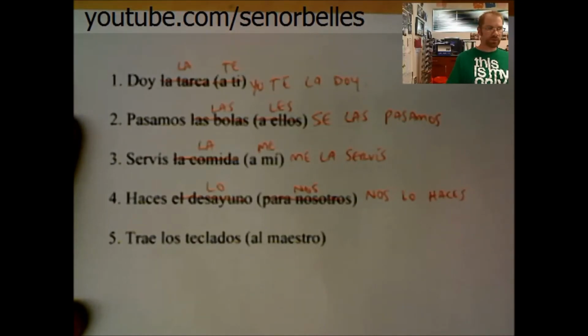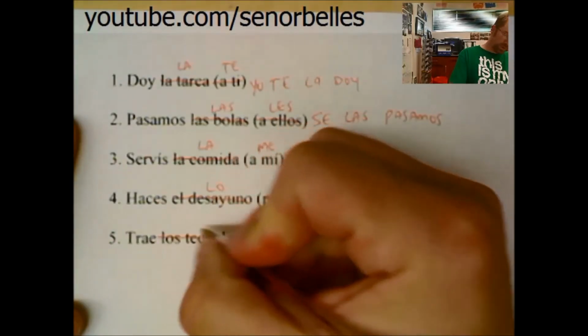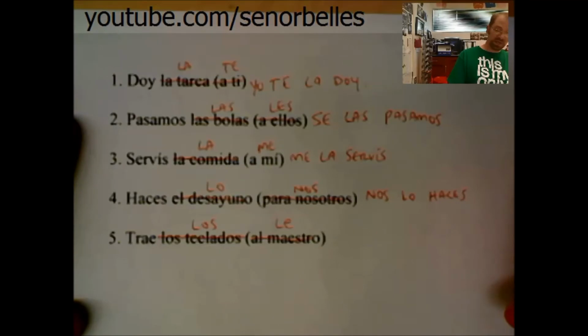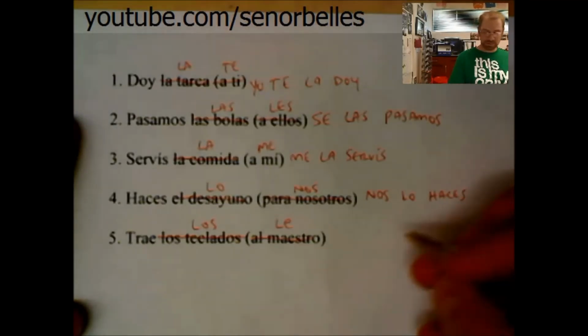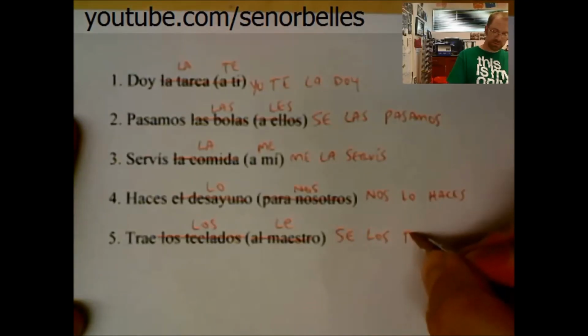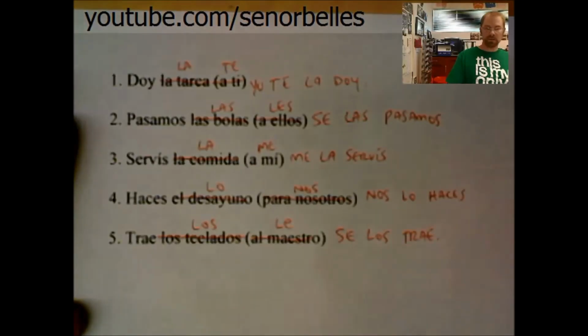And the last one, so he brings, or she brings maybe, the keyboards to the teacher. The keyboards will become them, which is los. The teacher becomes le. So I have le and los, so again I have the two L's together. So I change the first one to se. Se los trae. And that's the last one.